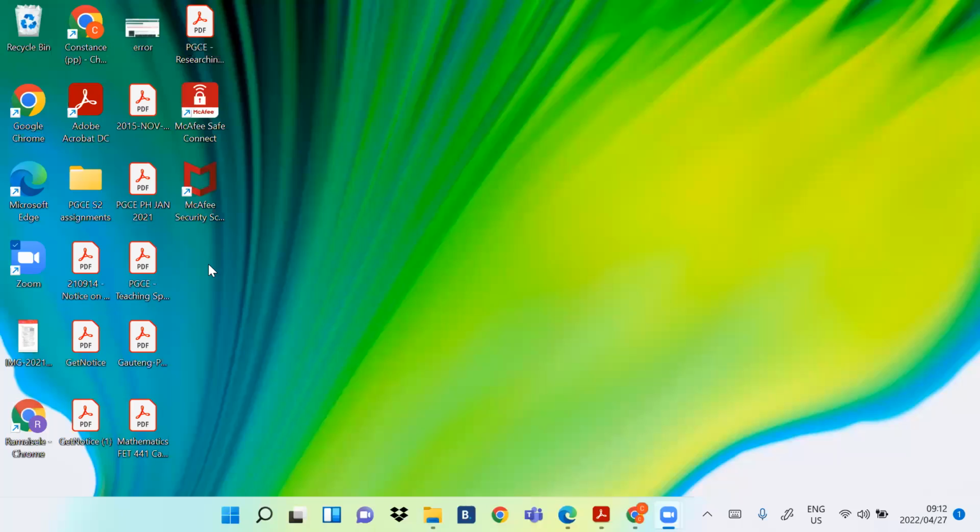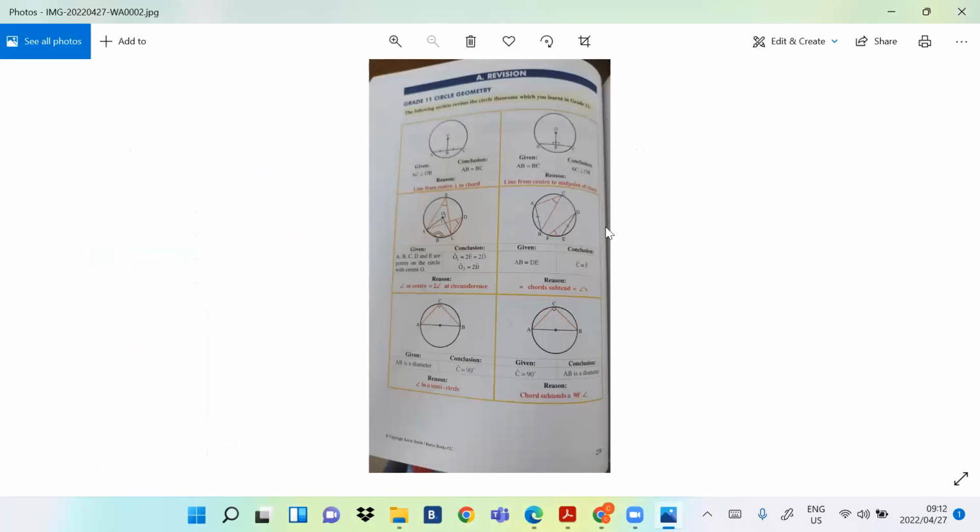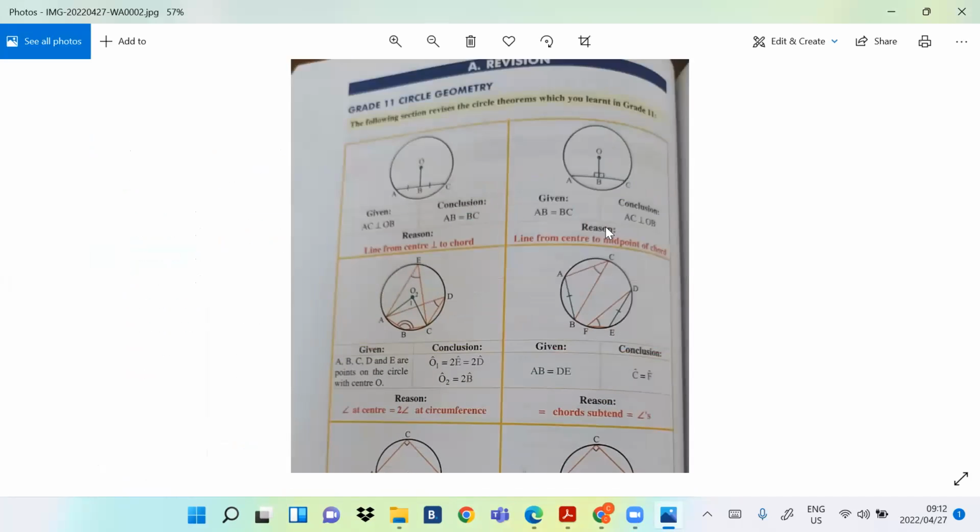Apologies for starting late. I just wanted to give a few learners a chance to join us, just in case. Okay, right, so let me minimize this. Just open what I just saved, the summary of the theorems. Okay, let's see if we can zoom.